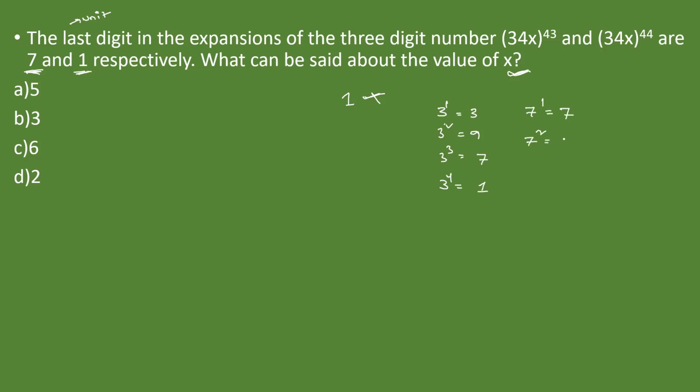7 square is 49, unit digit is 9. 7 cube is 343, unit digit is 3. Next 7 power 4, something value, but unit digit is 1. 3 into 7, 21. So we will have 1 and 2 will go as a carry. So there are only two chances for us. Either the units digit should be 3 or the units digit should be 7. Then only we will have the possibility.